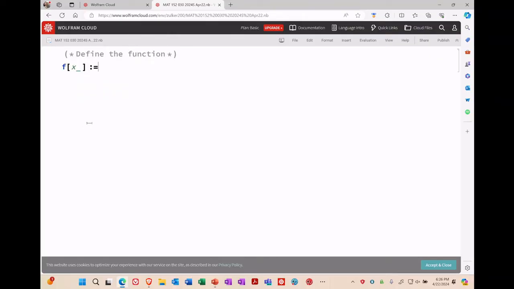First thing we'll do is just define the function: e to the x times sine of x. Let's create the loop. I'm going to use a for loop.